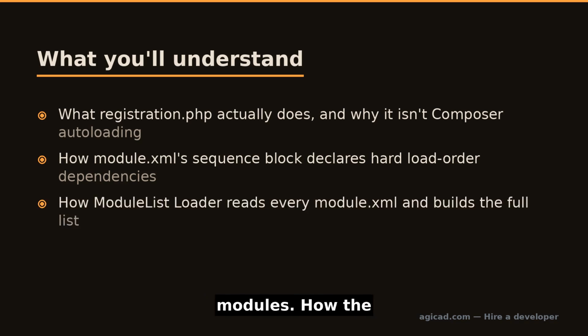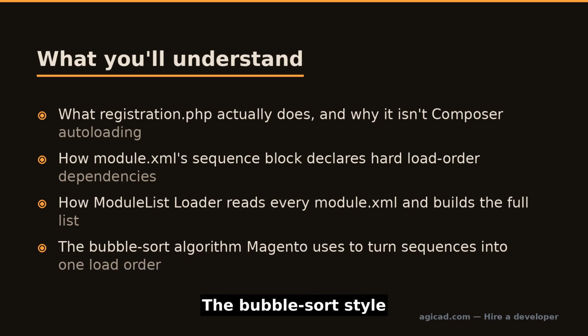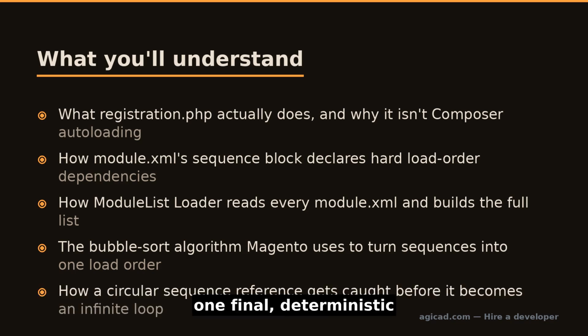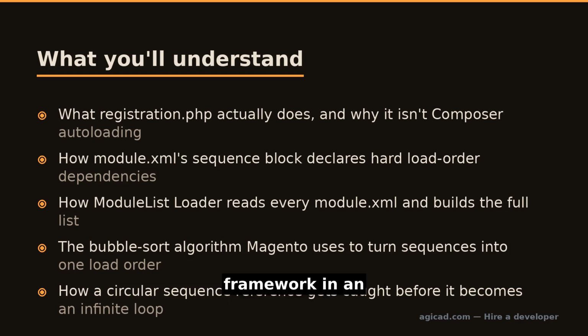How the ModuleList loader class reads every module.xml on disk and assembles them into one array. The bubble sort style algorithm Magento actually runs to turn a pile of declared sequences into one final, deterministic load order. And how a circular sequence reference, module A depending on B depending back on A, gets caught and thrown as an exception instead of hanging the framework in an infinite loop.